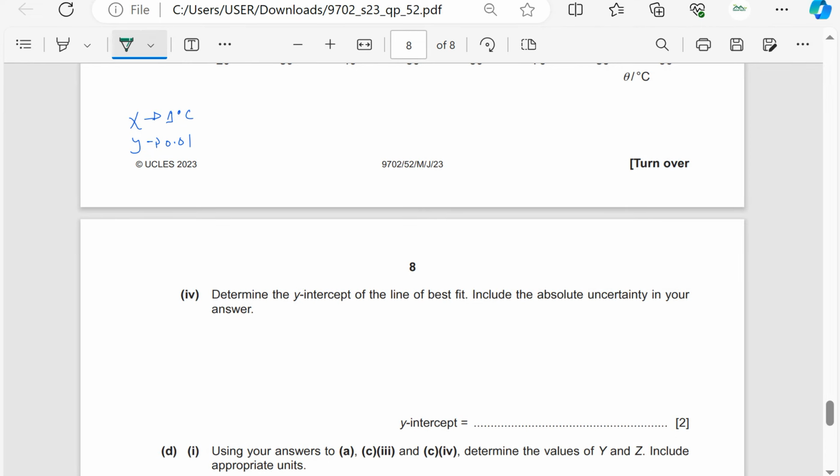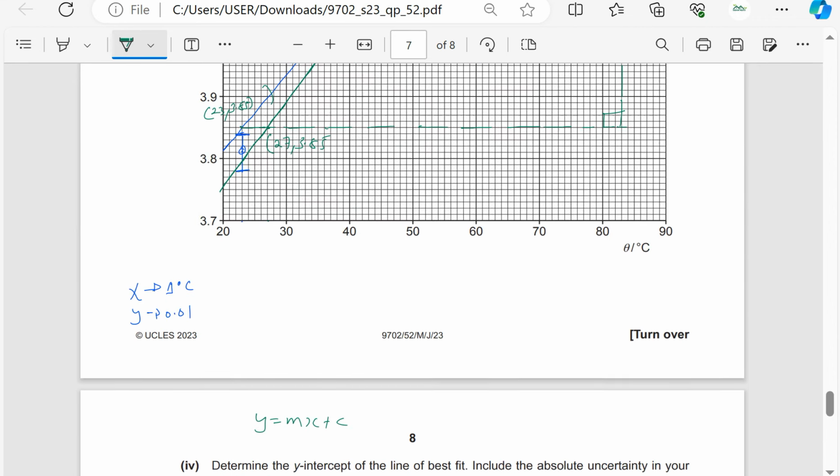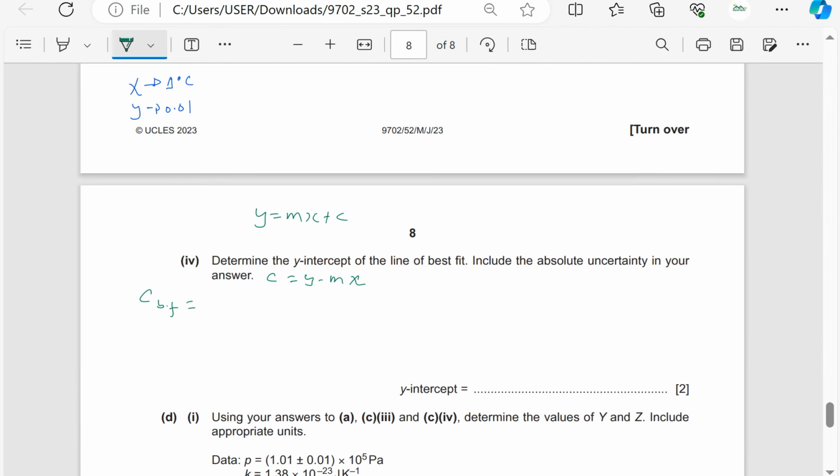determine the y-intercept and the absolute uncertainty in y. So we have to find the y-intercept for the best fit and the y-intercept for the worst fit, and then we subtract to find the uncertainty. So from the equation of a straight line, y is equal to mx plus c. So it means the y-intercept is going to be y minus mx. So I'll say c for the best fit. I'll take one y value from the best fit and its corresponding x value. I'll take the values at the bottom here, 23 and 3.85. So the y value is 3.85.